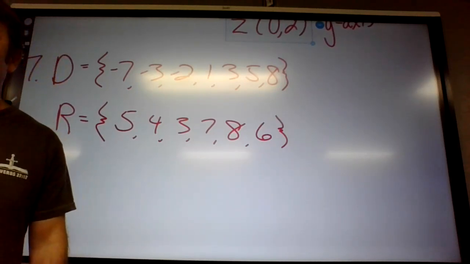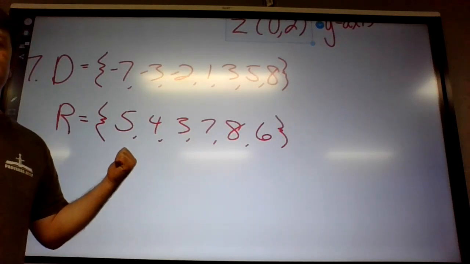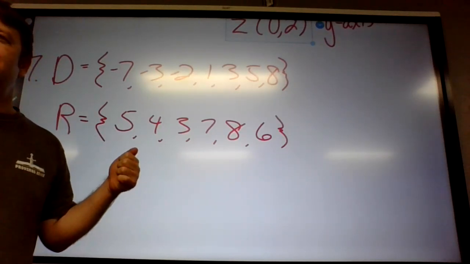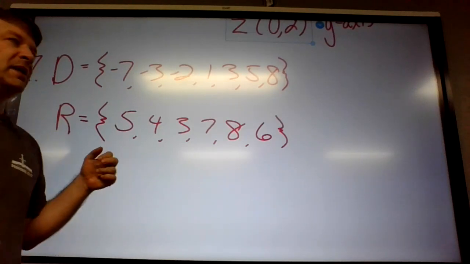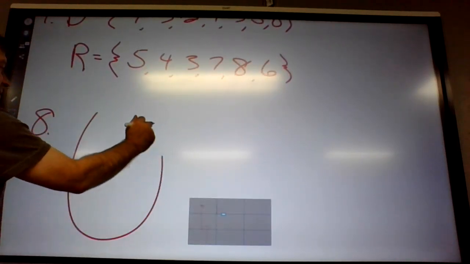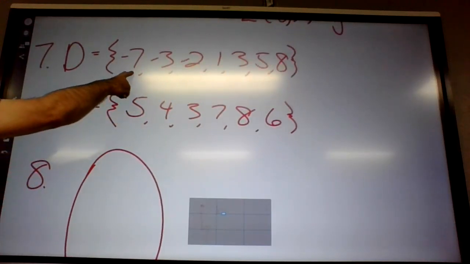Number 8 says draw a mapping of G, Diagram G, which is number 7. So what was mapping? Do you guys remember this? Isn't that the weird ovals? So I'm not doing this one, but you're going to need a pretty big oval because look how big the domain is.